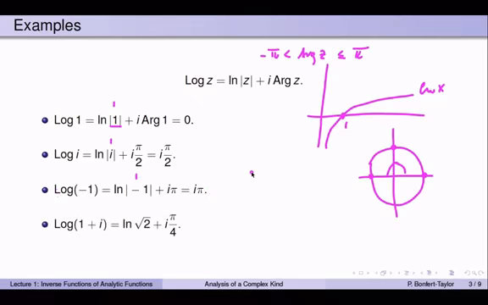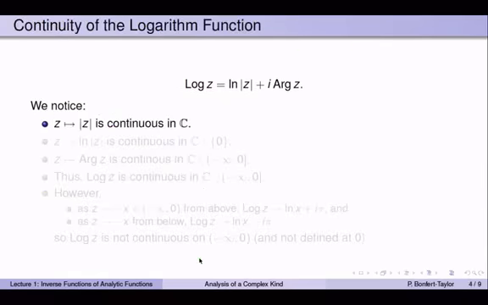How about the logarithm of 1 plus i? 1 plus i is this number right here. Its distance from the origin is the square root of 2. So we get that the logarithm of 1 plus i is the natural log of the square root of 2 plus i times the argument. The argument here is pi over 4. So the logarithm of 1 plus i is the natural logarithm of root 2 plus i times pi over 4.